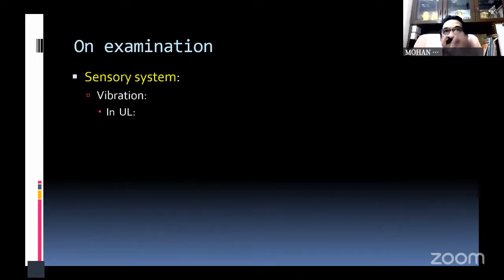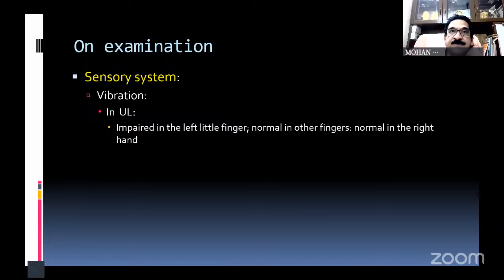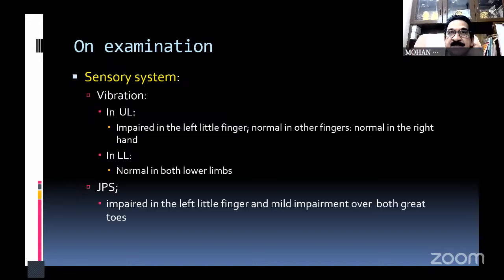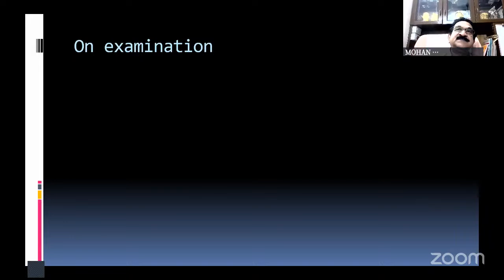Vibration in the left upper limb, in the area where the sensory loss is there and the hyperalgesia is on the left side, that area the vibration is decreased and JP sensation is absent on that same little finger. In the lower limb, JPS is impaired in both big toes. The upper limb impaired in the left little finger and mild impairment in both great toes. So these are the findings. A lot of findings in this patient, but whatever he is telling is very genuine, these are consistent findings.